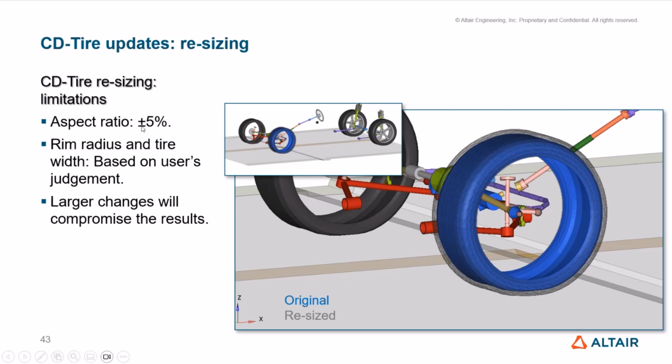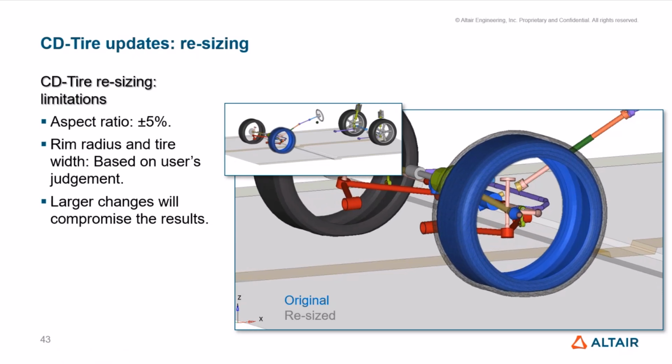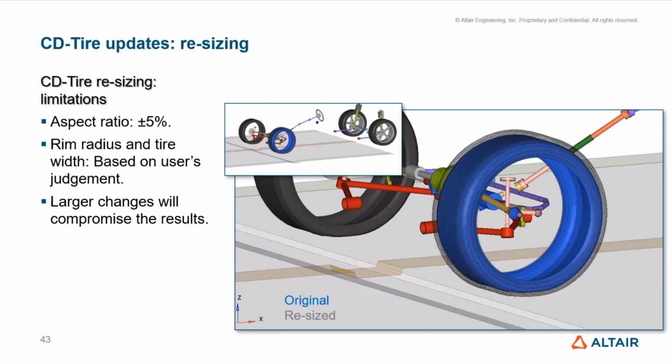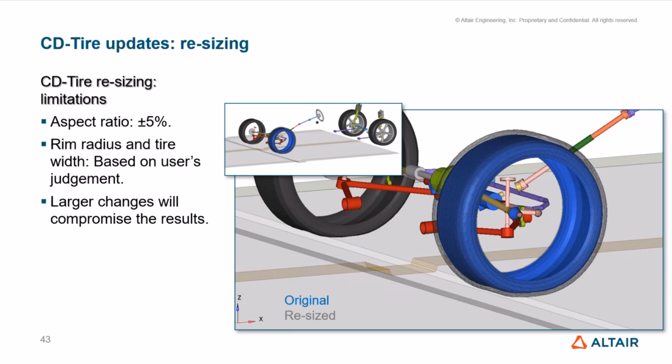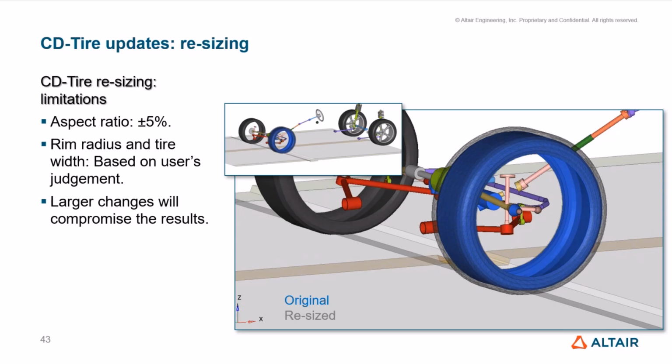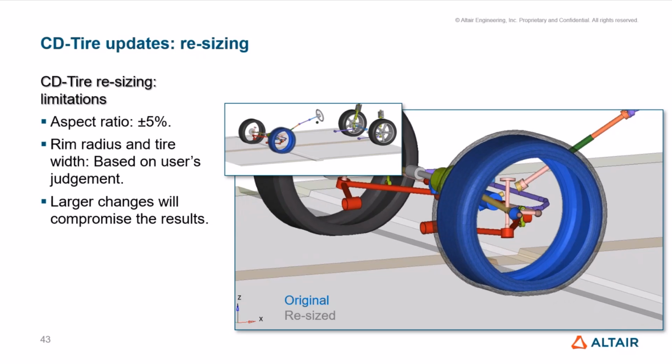You should remember not to scale the aspect ratio by more than 5% on either side. Rim radius and tire width can be scaled to higher than 5%, but any large change would compromise your results.